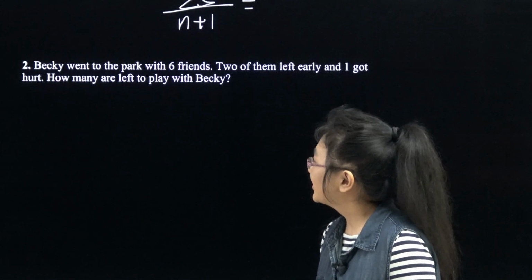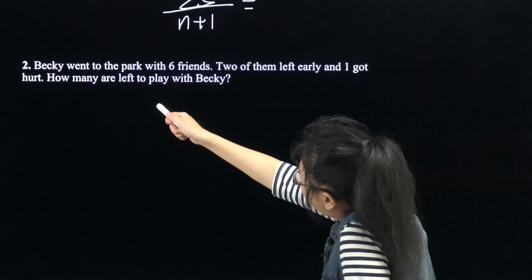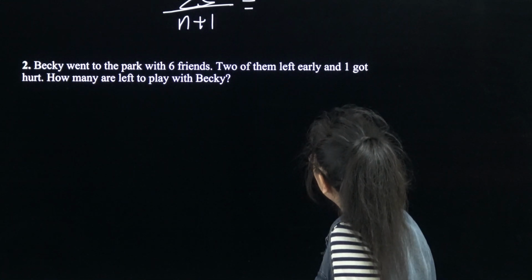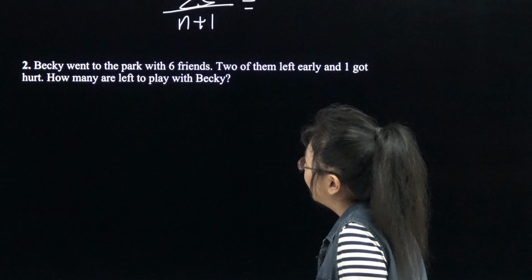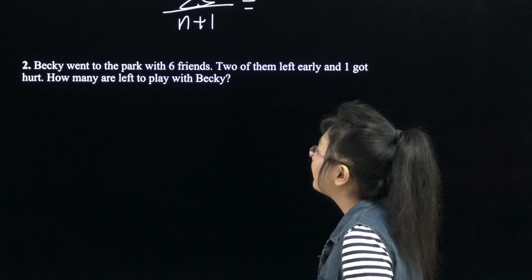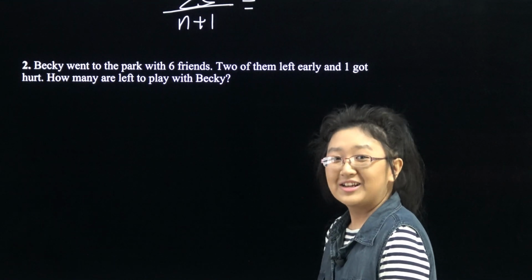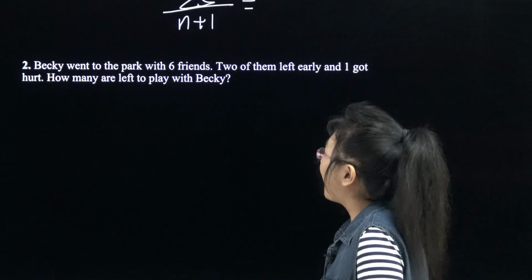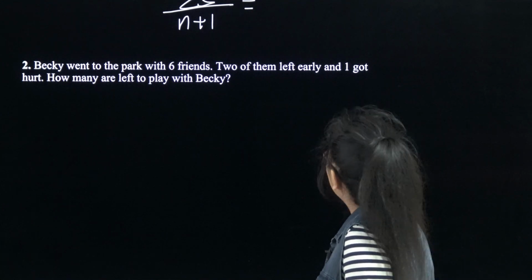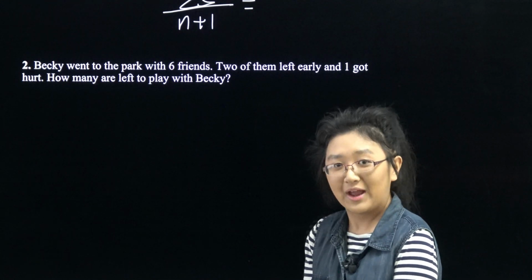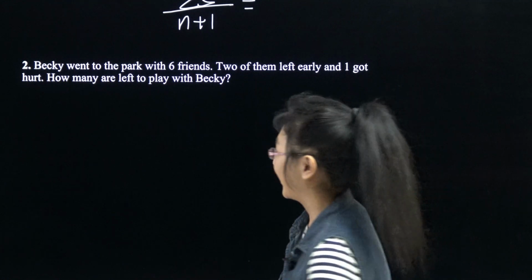Becky went to the park with 6 friends. 2 of them left early, and 1 got hurt. How many are left to play with Becky? Don't act this out. Do me a favor, please don't. Don't go to the park with 6 of your friends, have 2 of them leave early, and 1 of them get hurt on purpose. Don't. That's not a good idea.